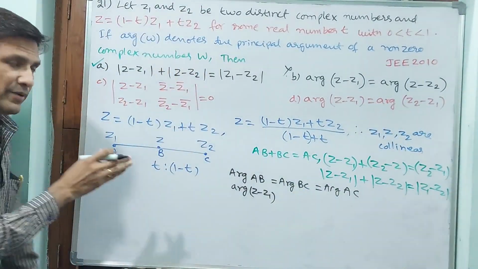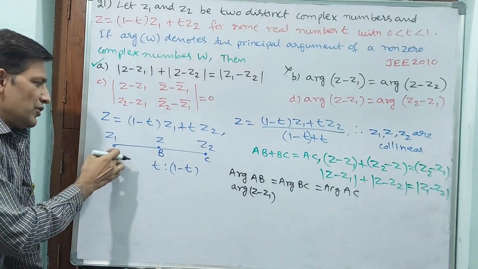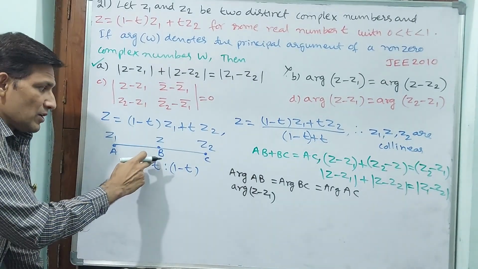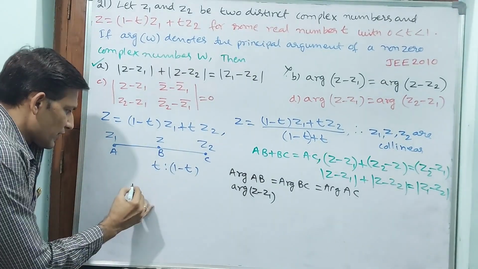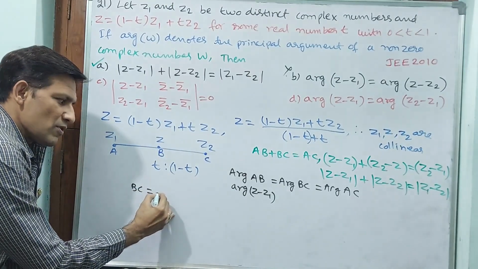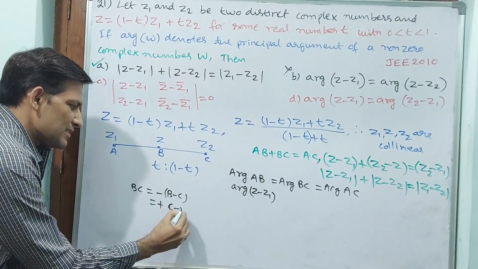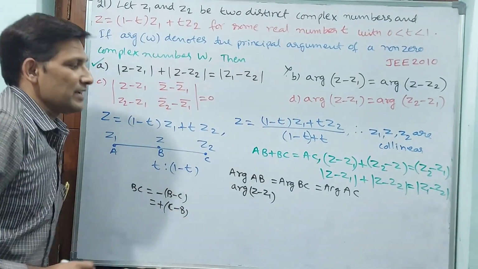Both are the same. In vectors, AB means B minus A. AC means C minus A. BC means C minus B. If you write B minus C, that is negative. BC means C minus B. Okay? That is the case.